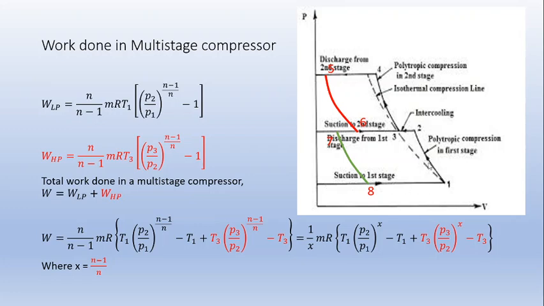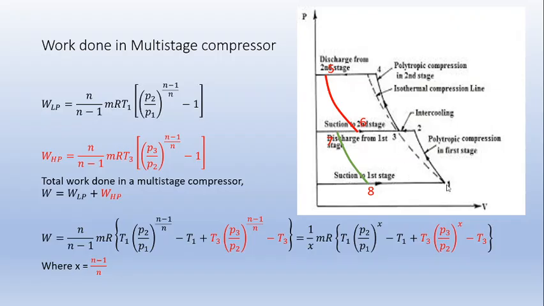From 1 to 2 is polytropic compression, that is in the low pressure cylinder. 2 to 3 is intercooling. 3 to 4 is polytropic compression in the second stage. 4 to 5 is the delivery stroke, and 5 to 6 is polytropic expansion, and this cycle repeats in the high pressure cylinder.